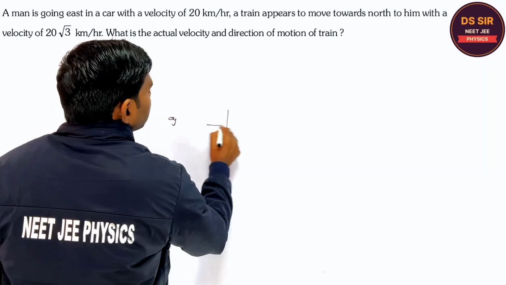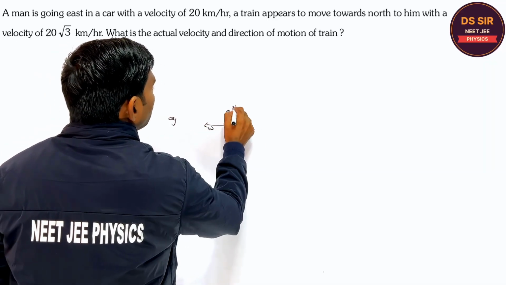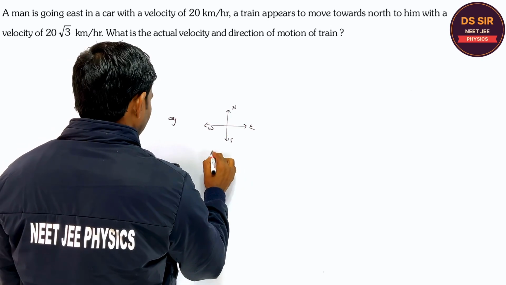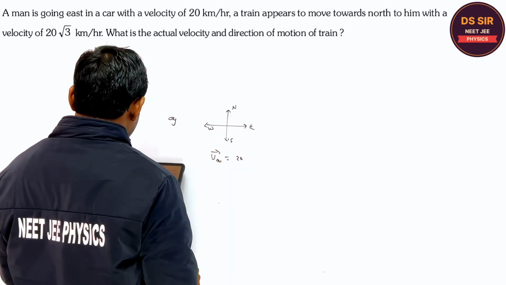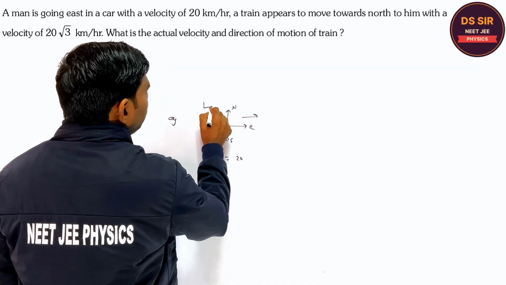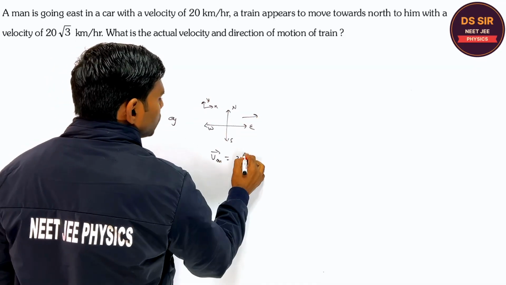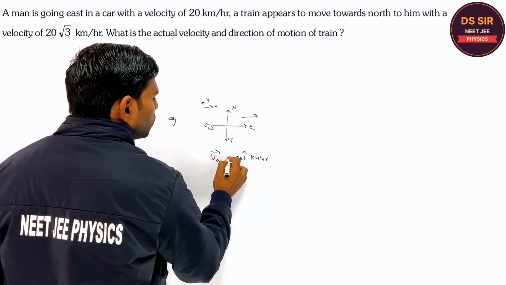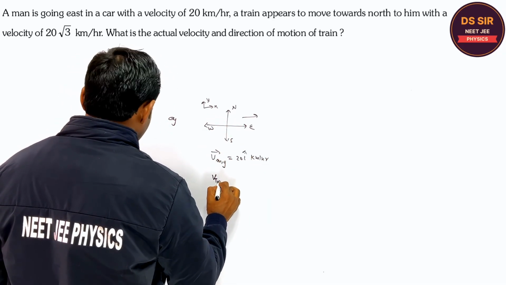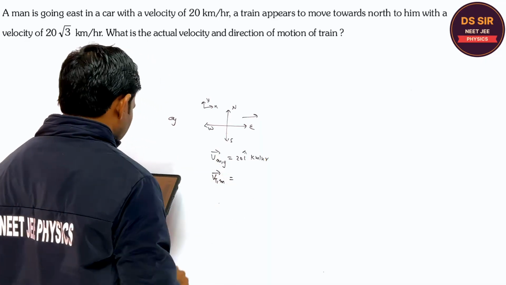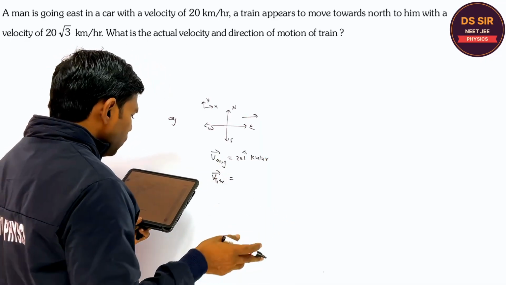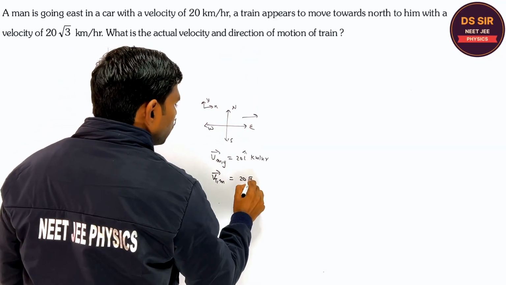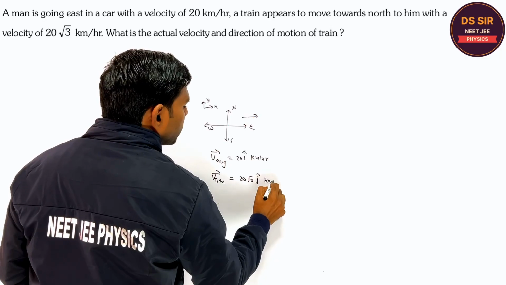To do that, this is east, west, north, south, right? What is the velocity of the man? The velocity of the man is 20 towards east. That is, if you assume this is the x-axis and y-axis, so this is 20 i cap kilometer per hour, the velocity of the man with respect to ground. The velocity of the train with respect to man is given: the train appears to move towards north with speed 20 root 3 j cap kilometer per hour.